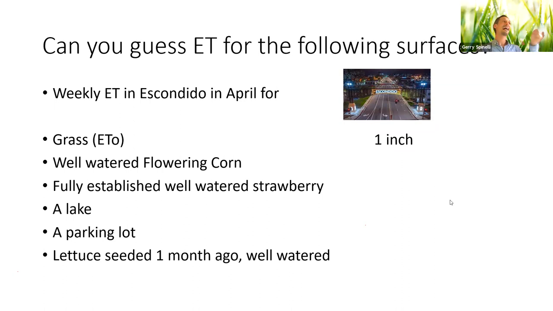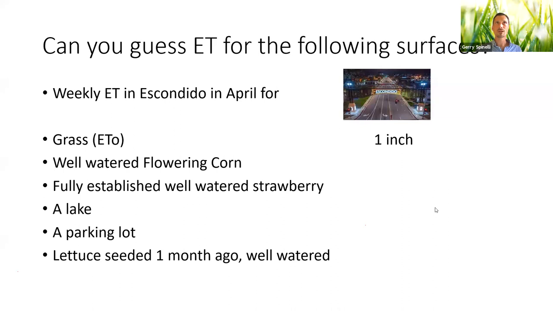And finally, how about lettuce? See that a month ago, a 1 month old lettuce plant is like this big, right? So again, if you were to fly over and look at that field, it would look mostly brown. So the plant doesn't intercept a lot of light, so probably ET will be lower than grass.